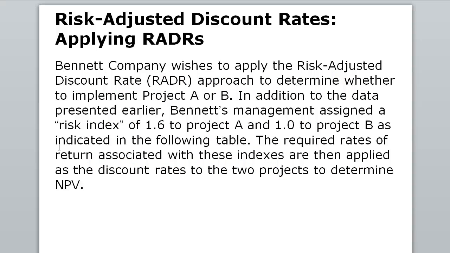Okay, so let's talk about RADRs, risk-adjusted discount rates, and applying the RADRs. So we understand how to get a better handle on risk and measuring for some uncertainties. Now, when we're looking at project A and B, in addition to the data presented earlier, the management has assigned a risk index of 1.6 for project A and 1.0 for project B, which I'm going to show you in the following table. So the required rates of return associated with these indexes are then applied to the discount rates to determine the net present value.